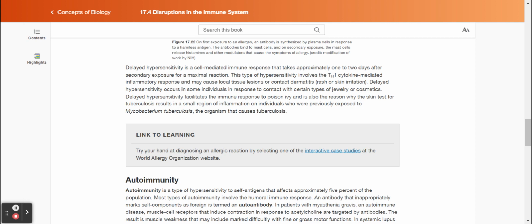Delayed hypersensitivity facilitates the immune response to poison ivy and is also the reason why the skin test for tuberculosis results in a small region of inflammation on individuals who were previously exposed to Mycobacterium tuberculosis, the organism that causes tuberculosis.